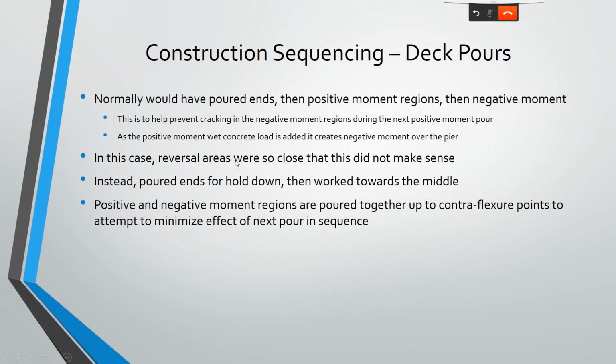In this case, though, with as short as our spans were, our reversal regions were so close to each other that it really didn't make sense to do that. So instead, we're going to pour the ends to hold down the structure and then work our way towards the middle. And we're going to pour positive and negative moment regions together and up to contraflexure points in order to minimize some of that effect of the next pour sequence. And we're not really seeing a huge delta from that, which is good.